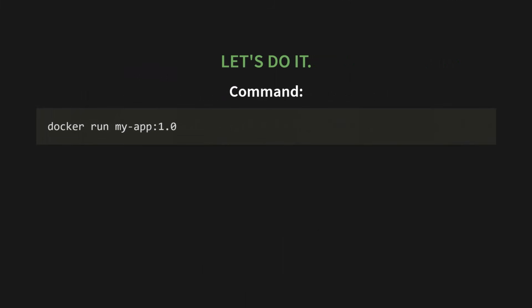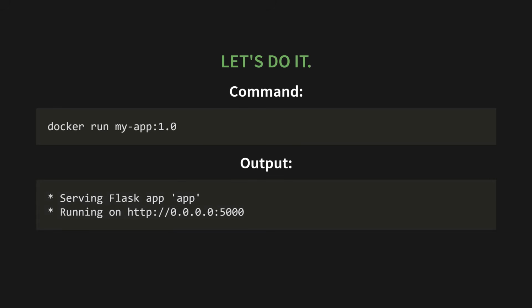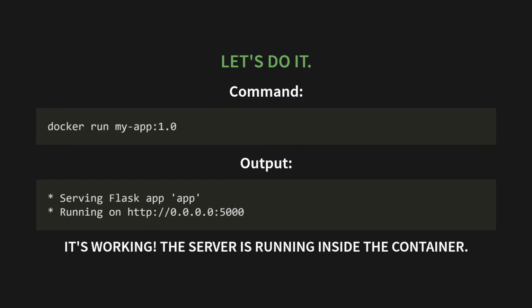The command that brings our blueprint to life is docker run. Let's do it. In your terminal, type docker run my-app:1.0. When you hit enter, you'll see output like this. Serving Flask app, running on http://0.0.0.0:5000. It's working. The server is running inside the container.